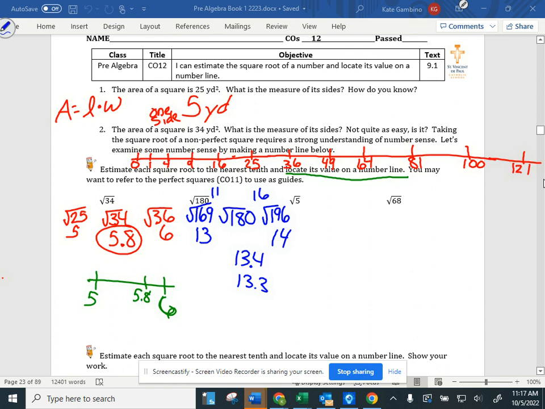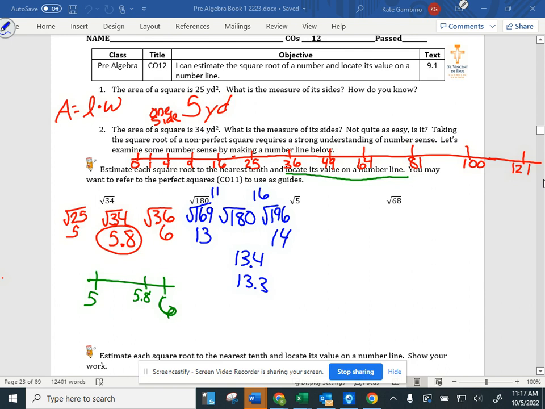So 13.4, 13.3, because we know it's not going to be 13.1. It's 11 away from that 13. It's not going to be all the way down to 13.1. But we know it's not halfway, so it can't be 13.5. So you're kind of using that logic. Which side is it closer to? What would be a good decimal point for that?